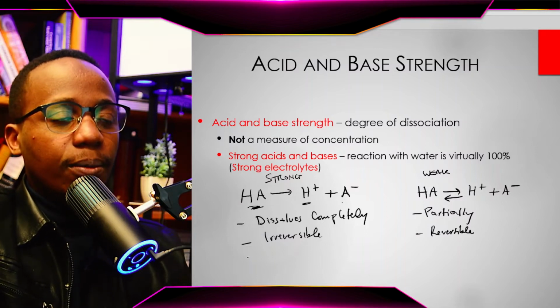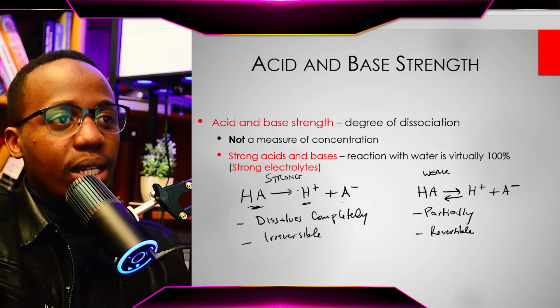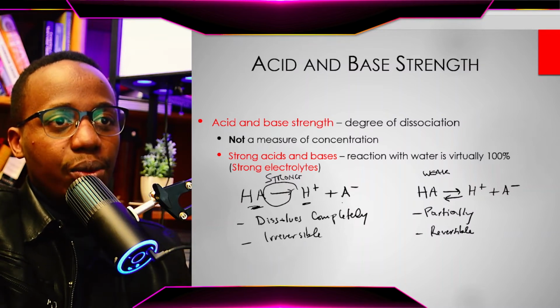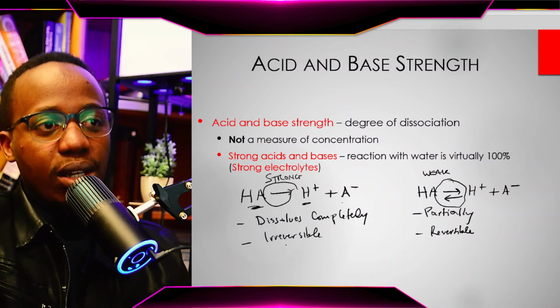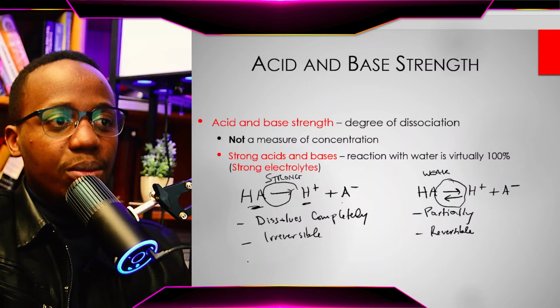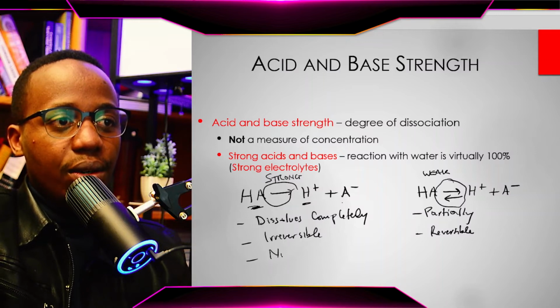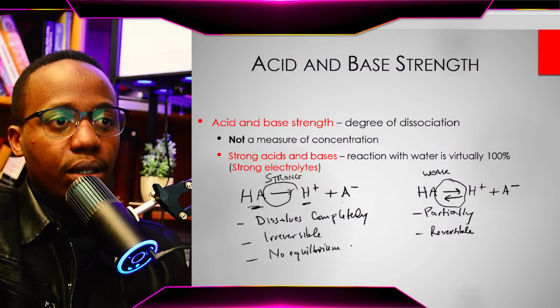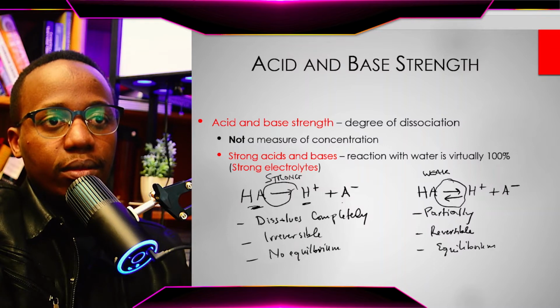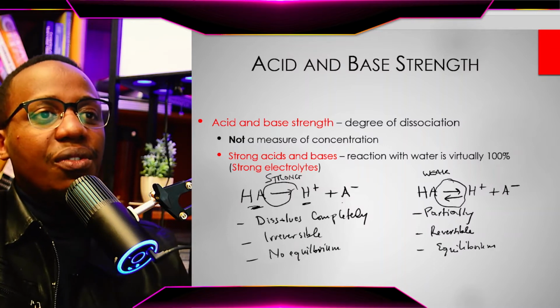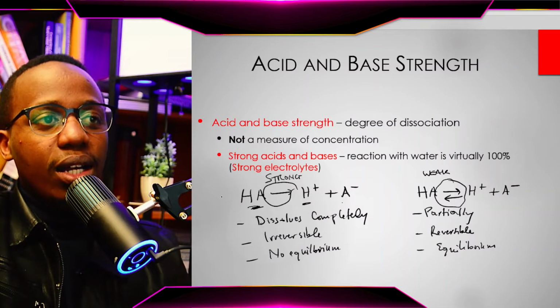Okay. Another big difference is we write this down with one arrow. We write this down with two arrows. That's how we show that one is irreversible and the other one is reversible. Here you have no equilibrium because there is no reversible reaction. Here you have equilibrium. All right, so that's the difference between a strong acid and a weak acid.